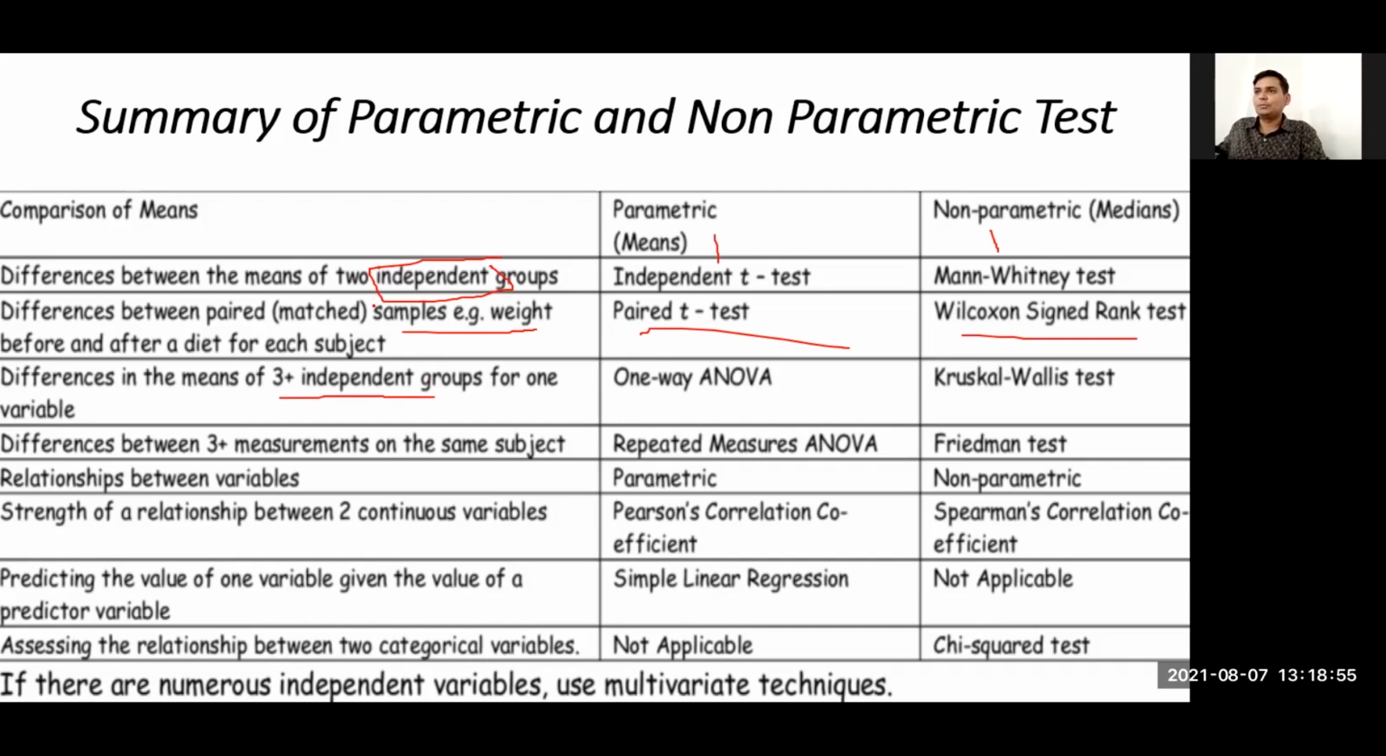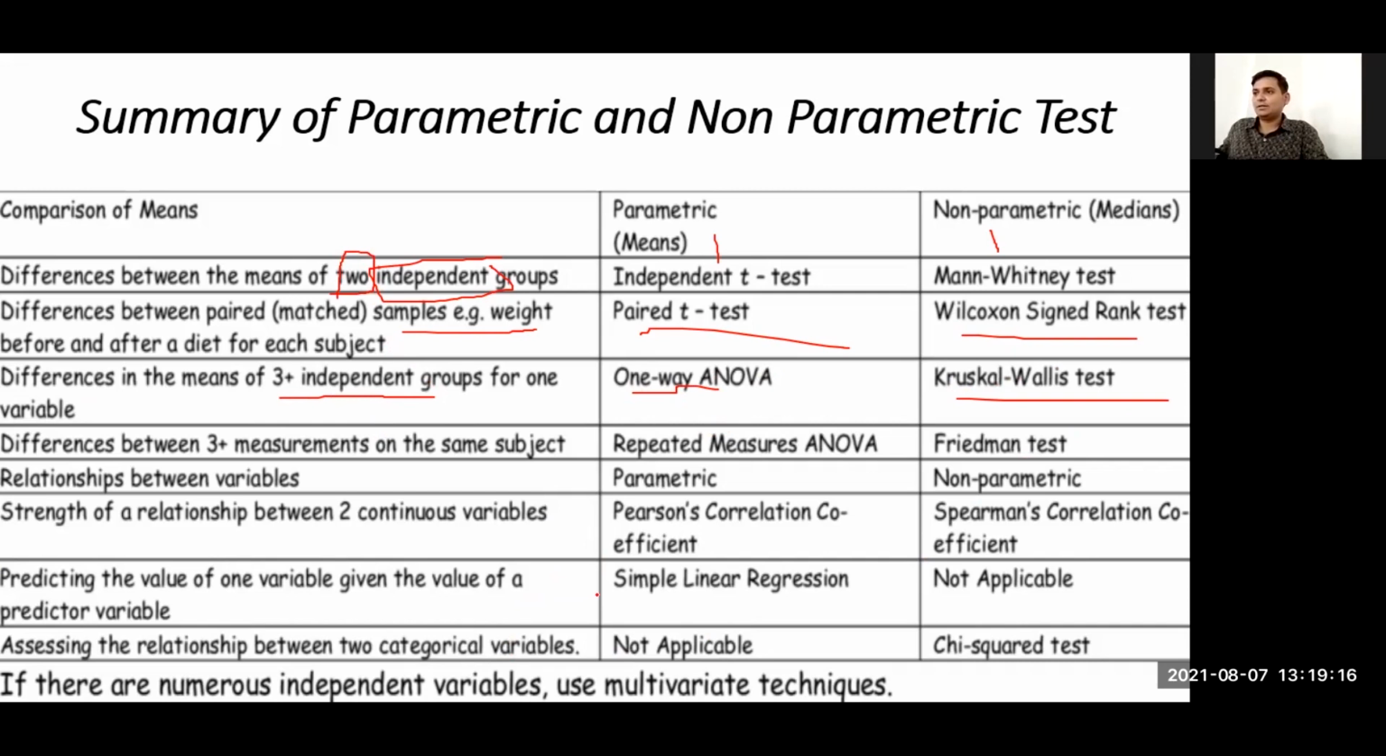Then the difference between the means of 3 or more independent groups. Here there were 2 groups in the first one for t-test, right? And here it is 3 and above. So for parametric, you can go for one-way ANOVA, and for non-parametric, you can go for Kruskal-Wallis, right?